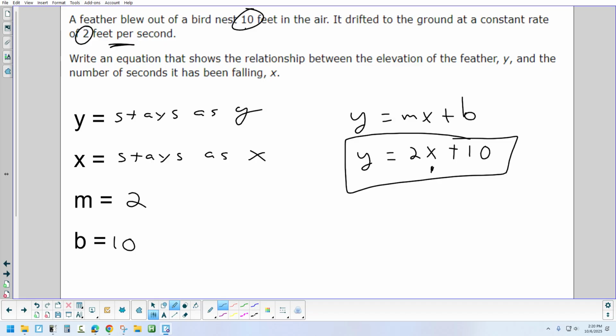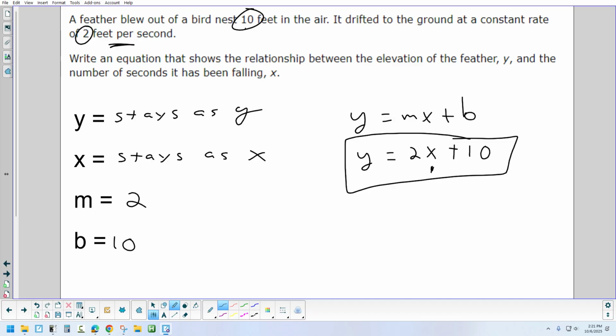What's 2 times 1? 2. What's 2 plus 10? 12. Uh-oh. The feather went up 2 feet. We did 2 times 1 is 2, and 2 plus 10 is 12. So we got 12. We should have gotten 8. Right, because you have to be careful.